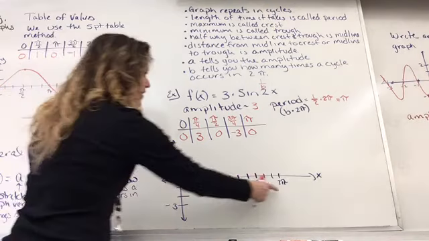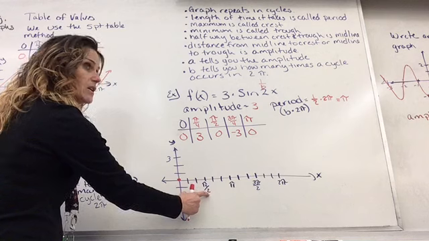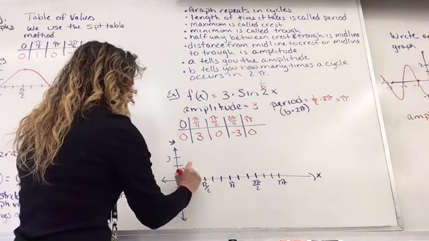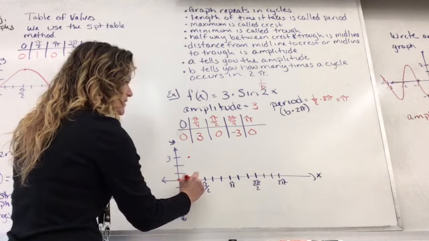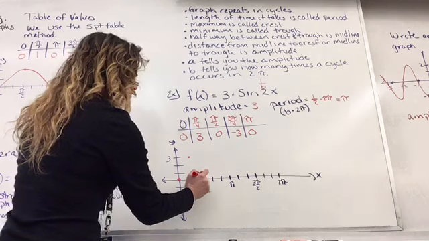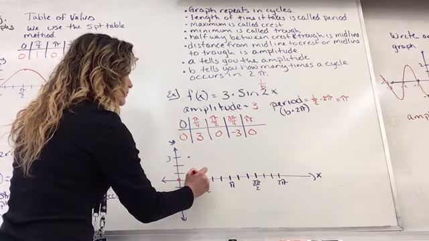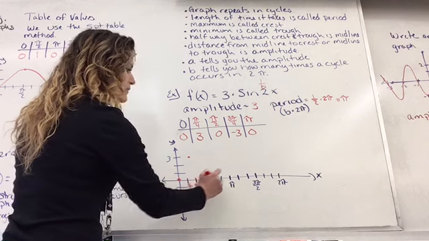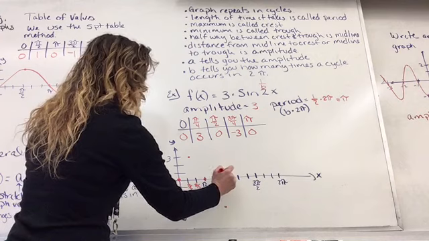Now, notice on here, I don't have a pi over 4, but I know that it's halfway between 0 and pi over 2, and that's going to be up here somewhere. This is truly pi over 6, and this is pi over 3. Then, I know at pi over 2, it's at 0, and halfway between pi over 2 and pi is going to be at negative 3, and then back at 0.